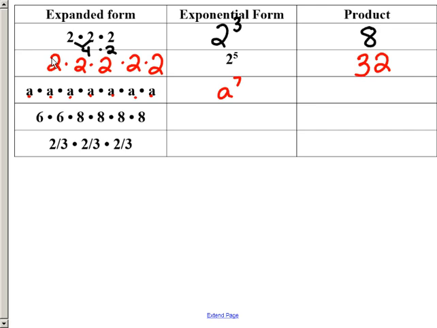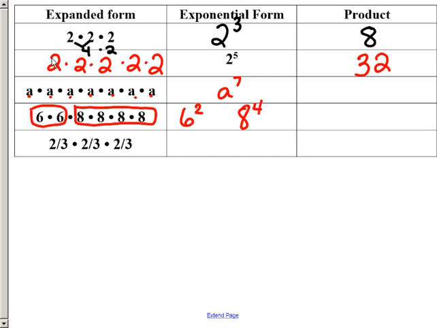Our next one, this is a little different because we don't have the same base the whole time. We do, however, have repeated multiplication. So we have to look at this and say, well, I could chunk this part and I could chunk this part because those are repeats of the same base. 6 times 6 can be written as 6 to the 2nd power, or 6 squared. 8 times 8 times 8 times 8 can be written as 8 to the 4th power.